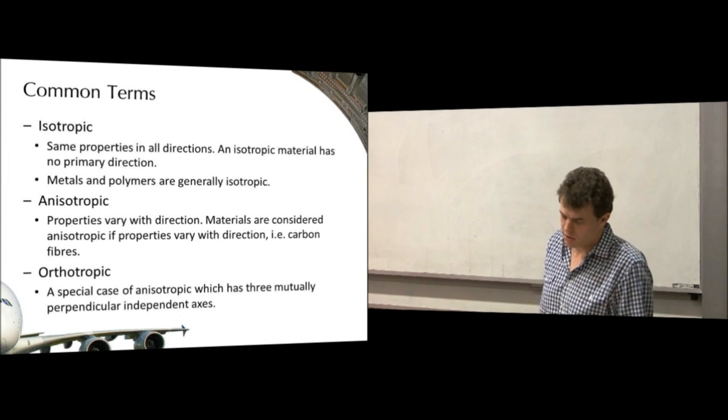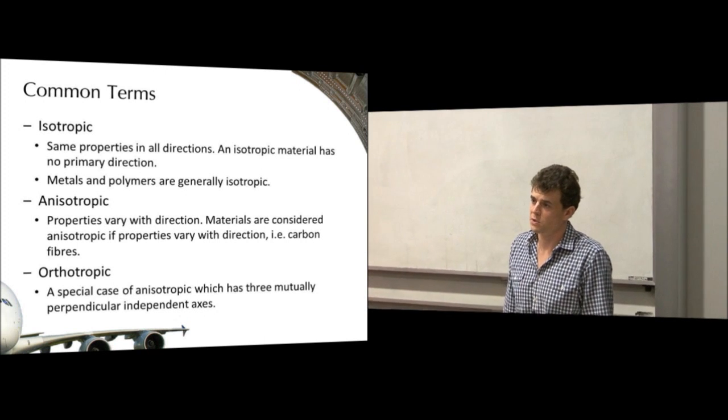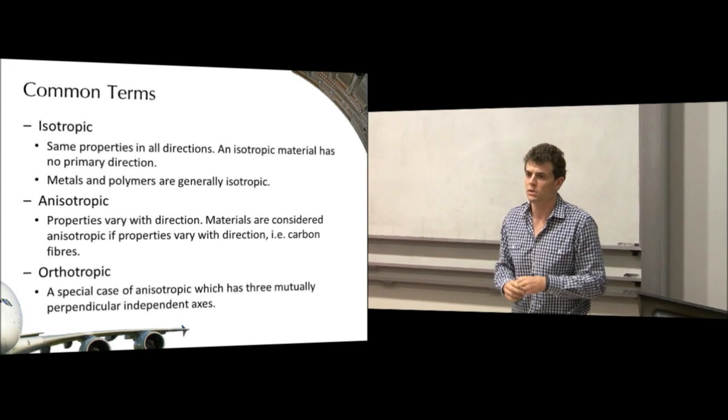You can imagine a carbon fibre or a composite made of carbon fibres is an anisotropic material because it'll have different properties when we load the fibres than when we load the resin that's holding it together.